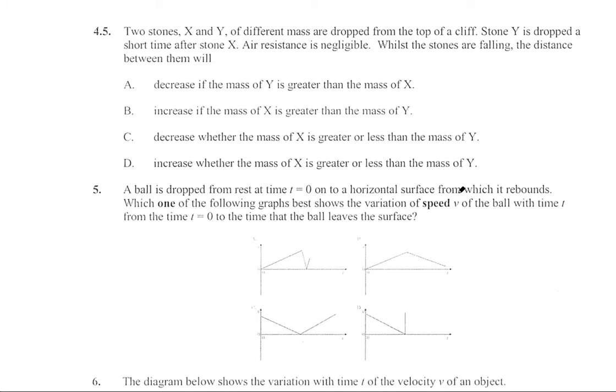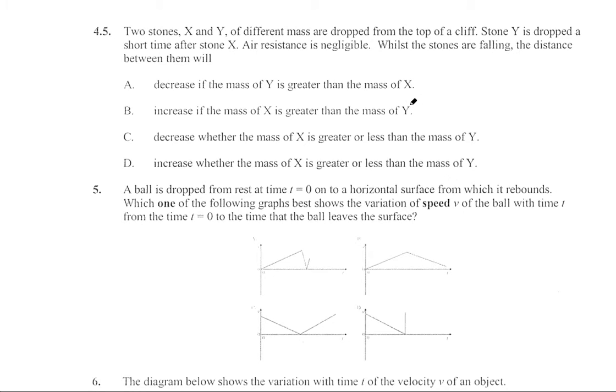Number 4, we have two stones, X and Y, of different masses, dropped from the top of a cliff. Stone Y is dropped a short time after stone X. Air resistance is negligible. So we have a situation where one object is dropped a little bit before the second object, and we want to know, while the stones are falling, the distance between them.